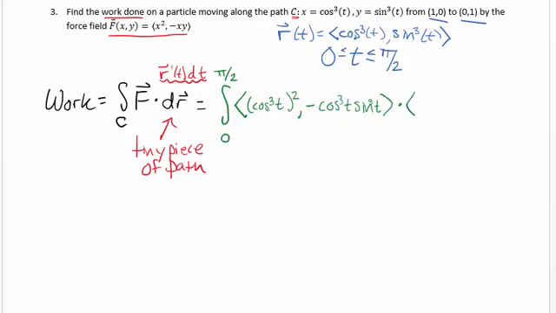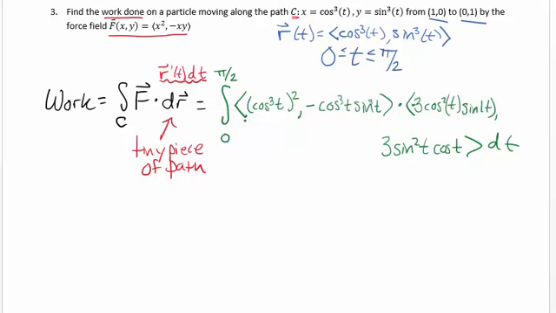So r prime in this case, you need to do a chain rule here. This would be 3 cosine squared times negative sine t for the first piece, and then the sine cubed one is going to be 3 sine squared t times cosine t, and then that's all dt.